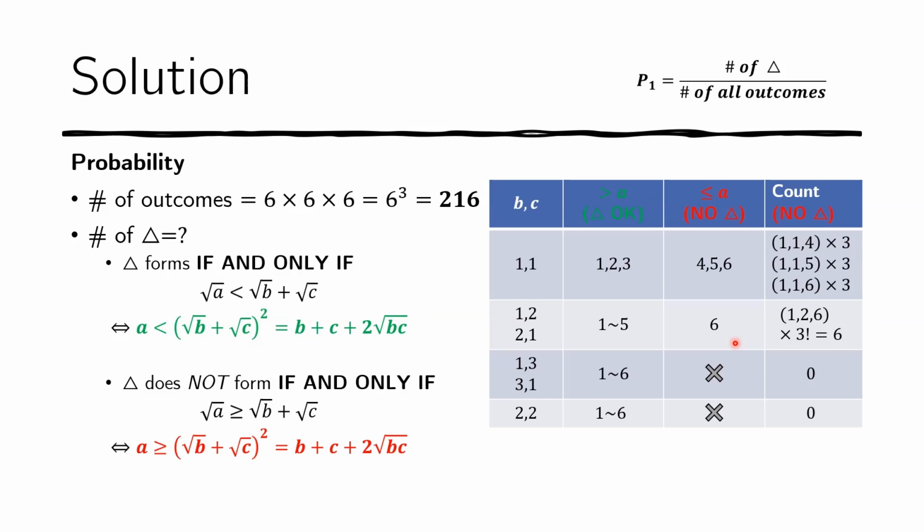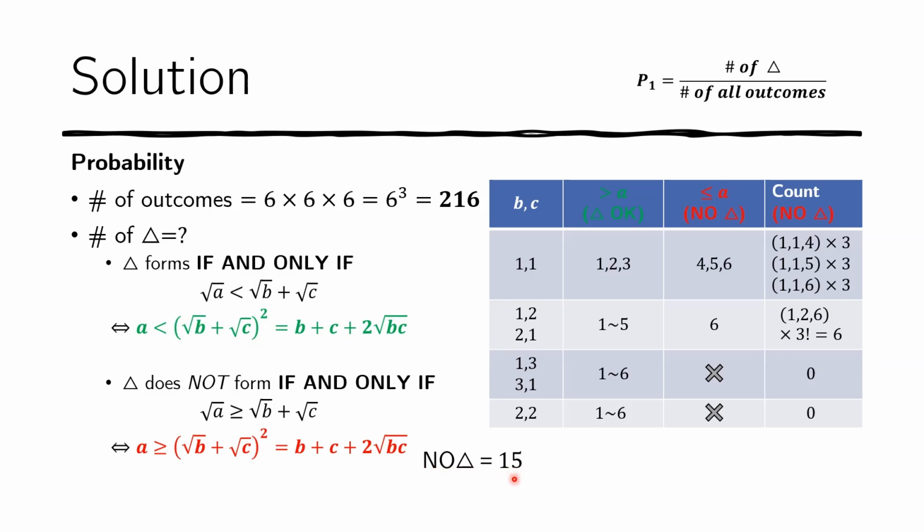Now for 1, 2, and 6, how many permutations do we have for this bit here? So we have 3 factorial permutations. And so 3 factorial is 6. So that's it. We just have to add them all together. And in fact, when we add them, we have 9 here plus 6, which is 15. And so the number of non-triangles is 15.